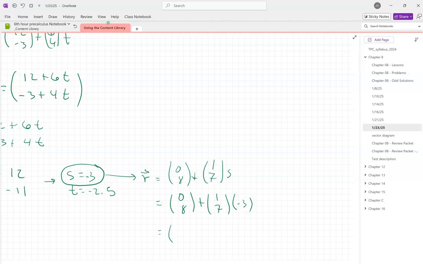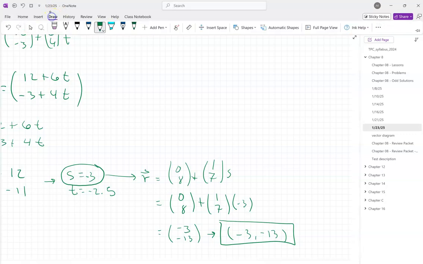So when I add these vectors now, I get 0 plus 1 times -3, or -3. And then 8 plus 7 times -3. 8 plus -21 is -13. So my answer should be the point -3, -13. Of course. That feel okay there? Okay.